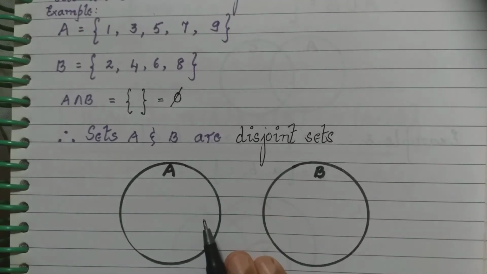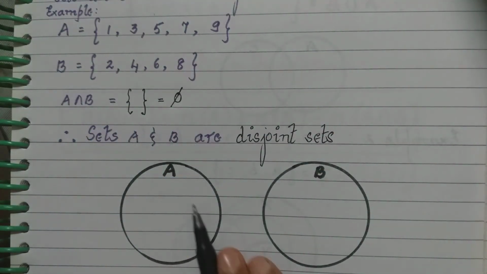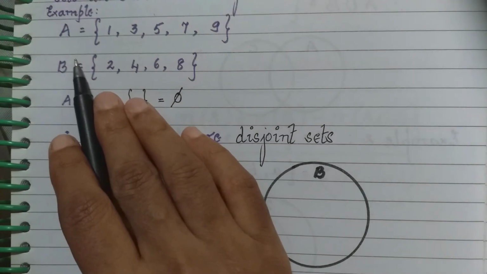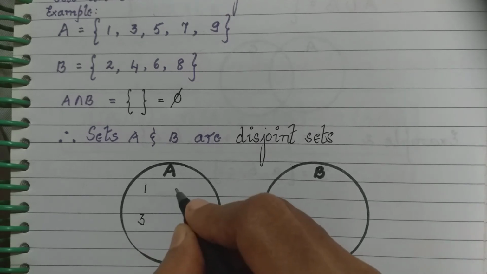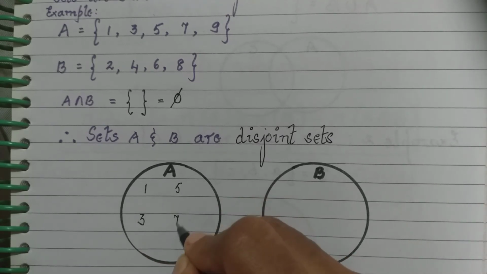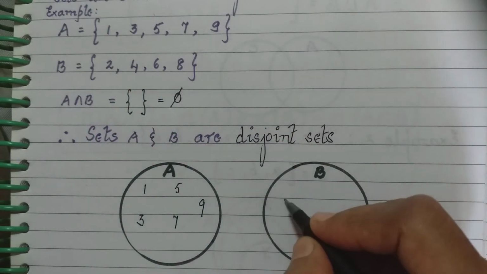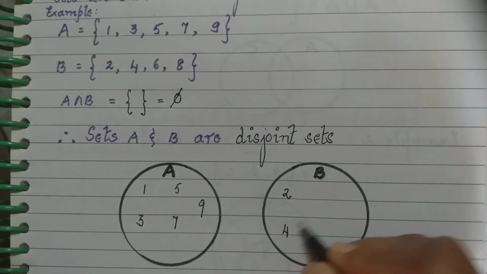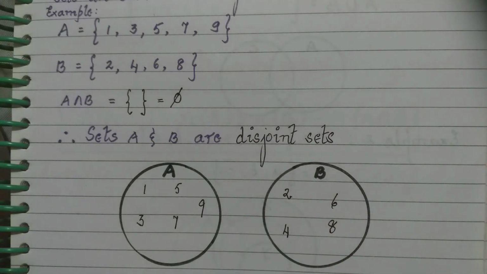So when I represent it, I will write the two sets separately and then write the elements in each of these sets. Set A has the elements 1, 3, 5, 7 and 9. So I am writing 1, 3, 5, 7 and 9. Set B has the elements 2, 4, 6 and 8. So I write 2, 4, 6 and 8. So I just write them side by side without the two sets touching or overlapping each other. They are just written side by side.